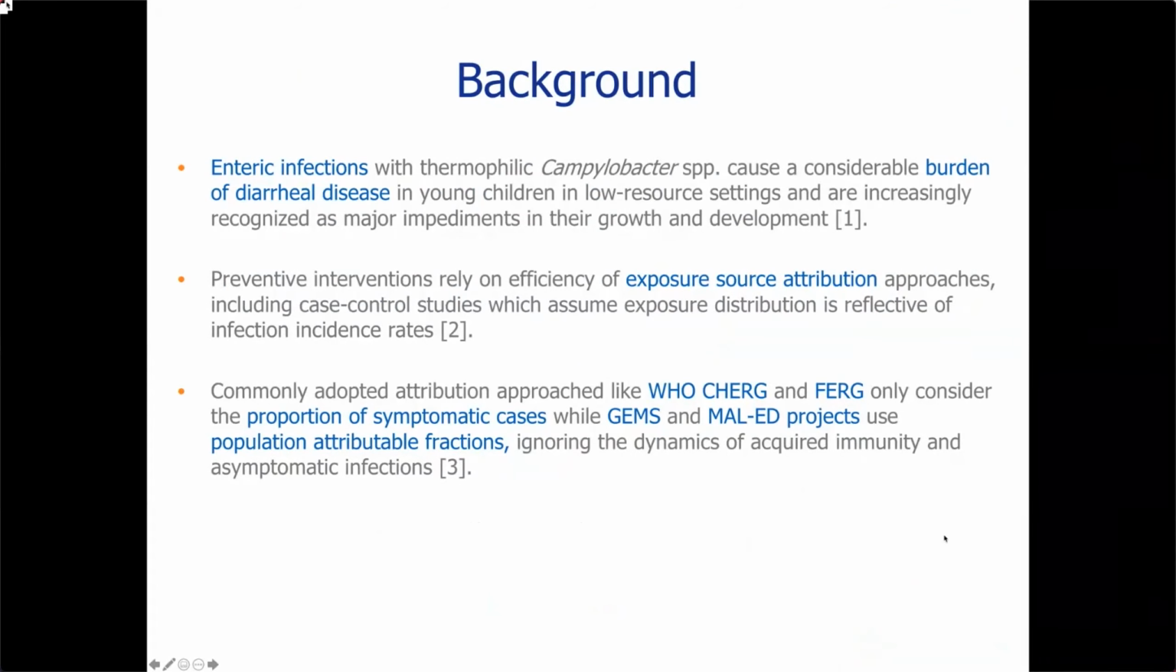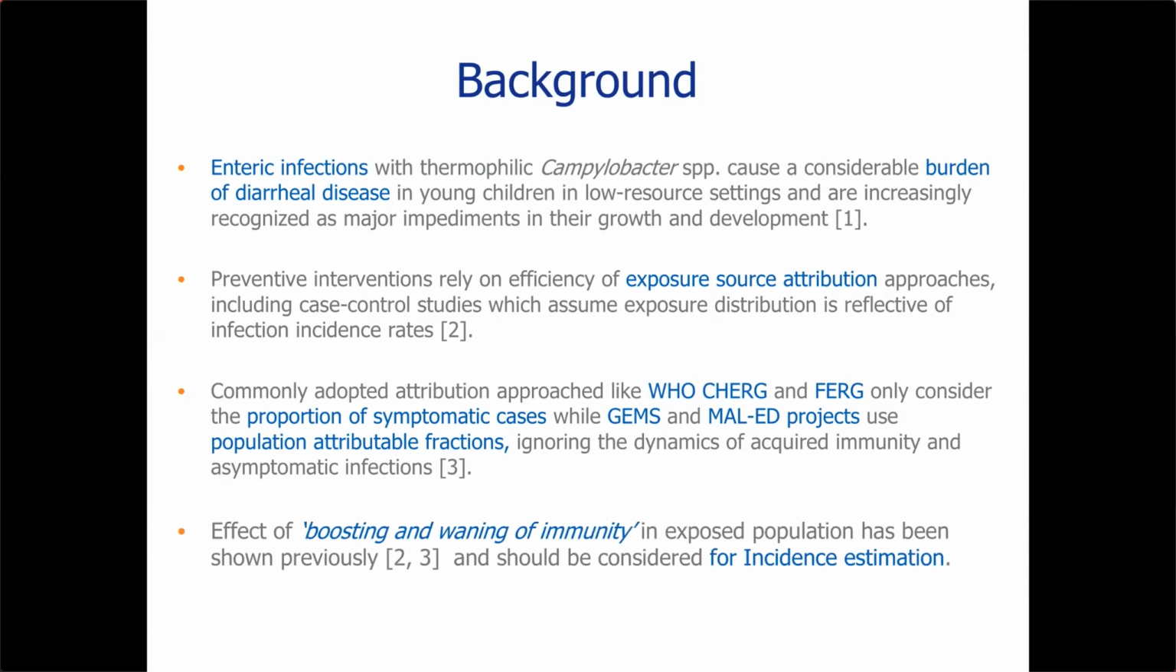All the preventive interventions rely on the efficiency of exposure source attribution, but most of them only use the proportion of symptomatic cases or the population attribution factors, while ignoring the dynamics of acquired immunity and the asymptomatic infections. It has been shown previously by Havelaar et al. that the boosting and waning immunity phenomena are very crucial to estimate the incidence for these diseases.